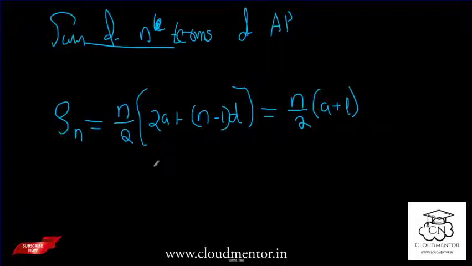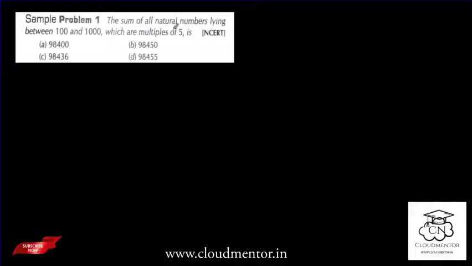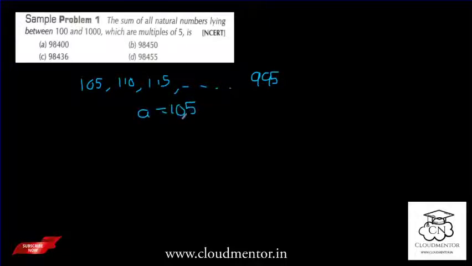Now let's look at a sample problem. The sum of all natural numbers lying between 100 and 1000, which are multiples of 5, is which option? So let's find it. The numbers which are multiples of 5 between 100 and 1000 form the progression 105, 110, 115, and so on up to 995. So the first term a is 105 and the common difference d is 5.